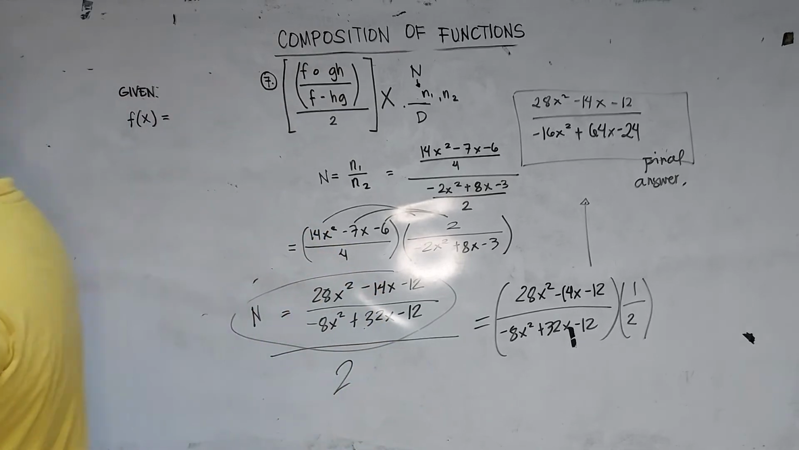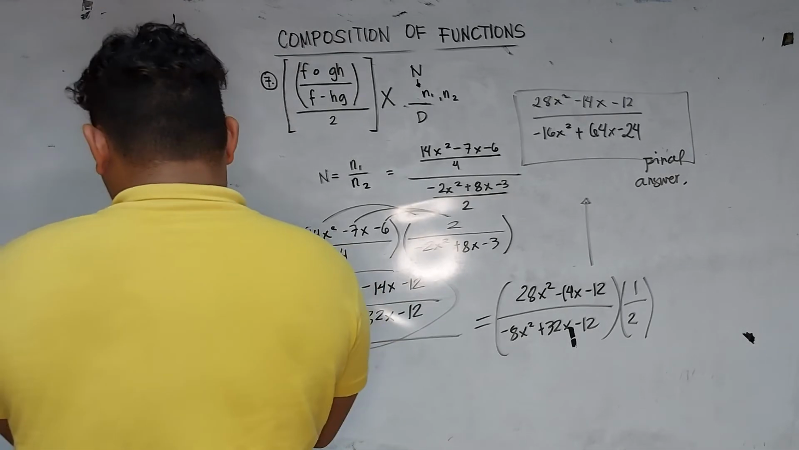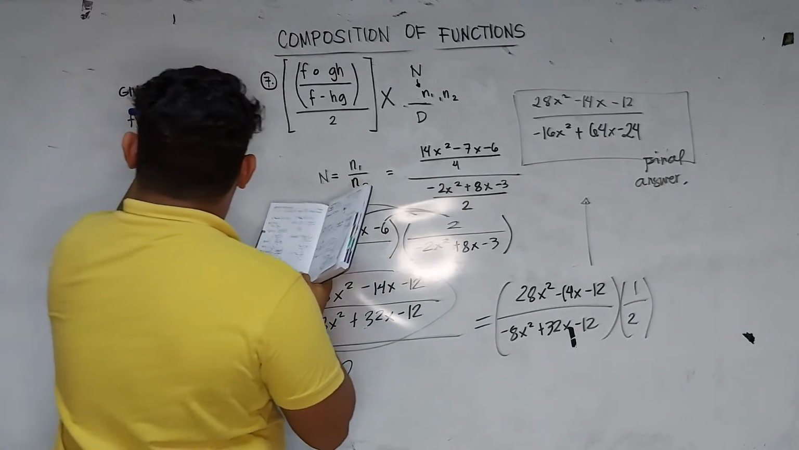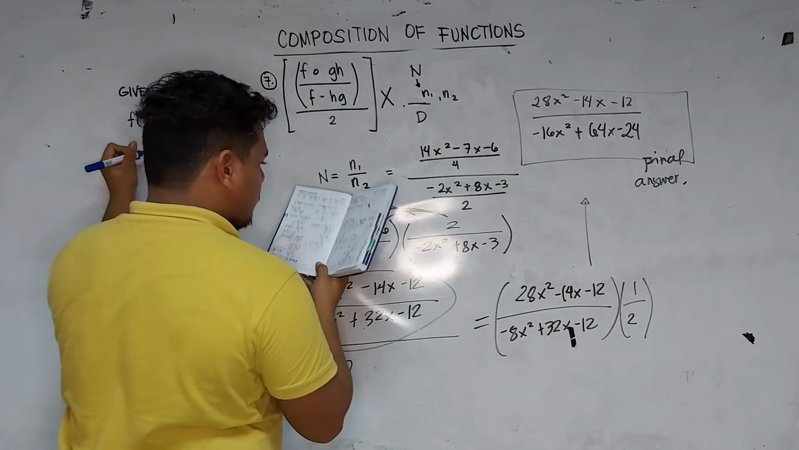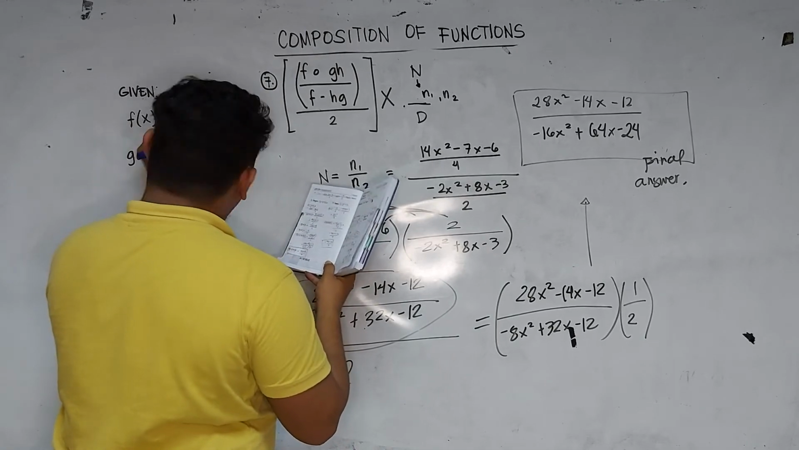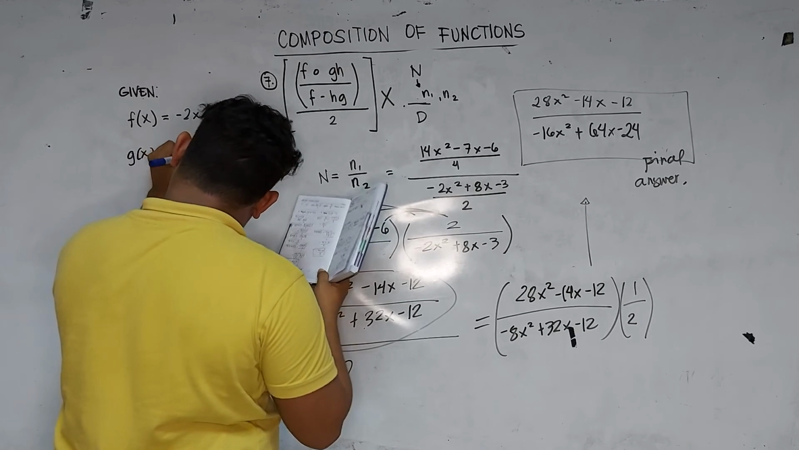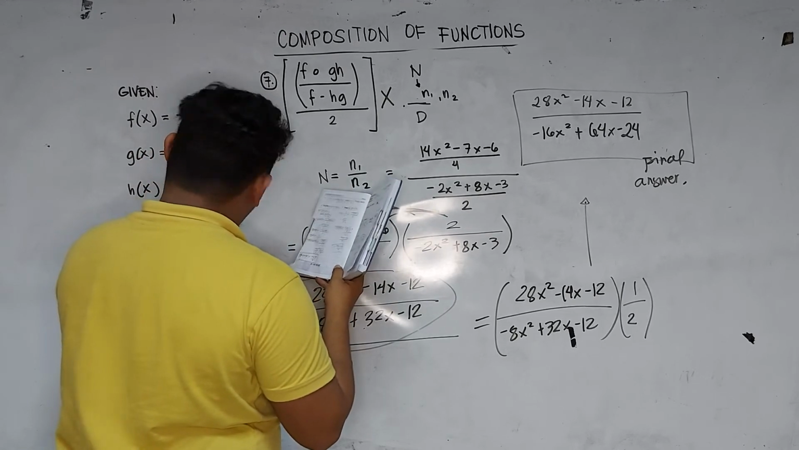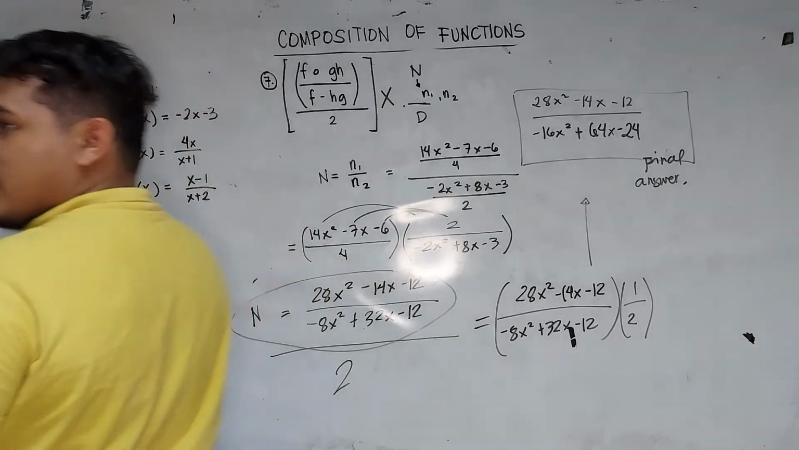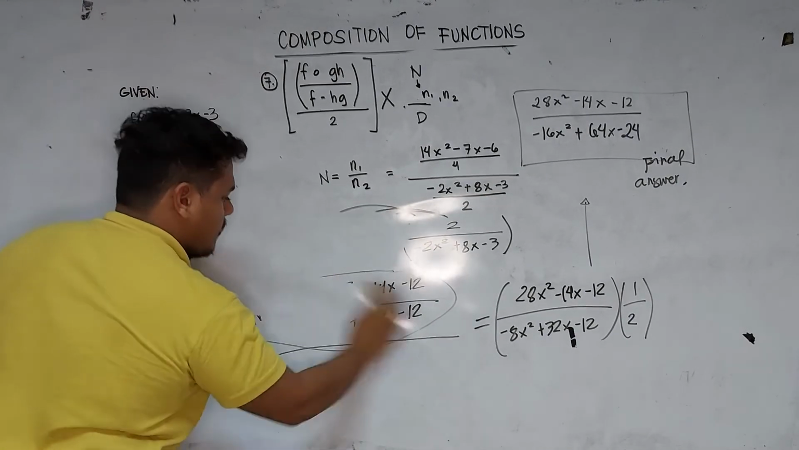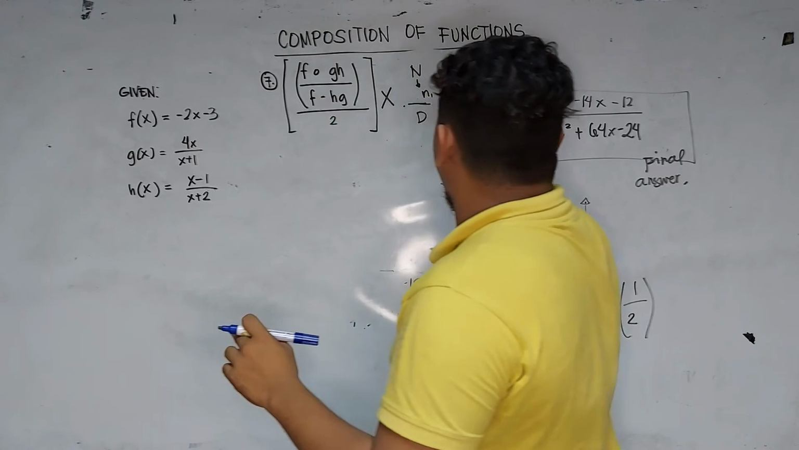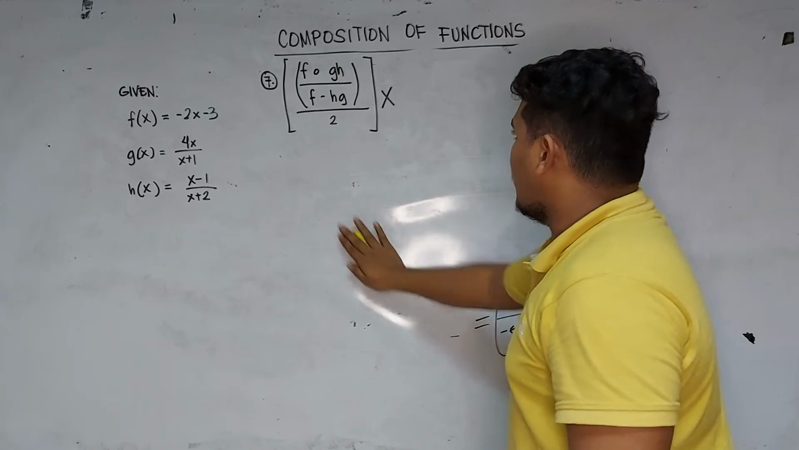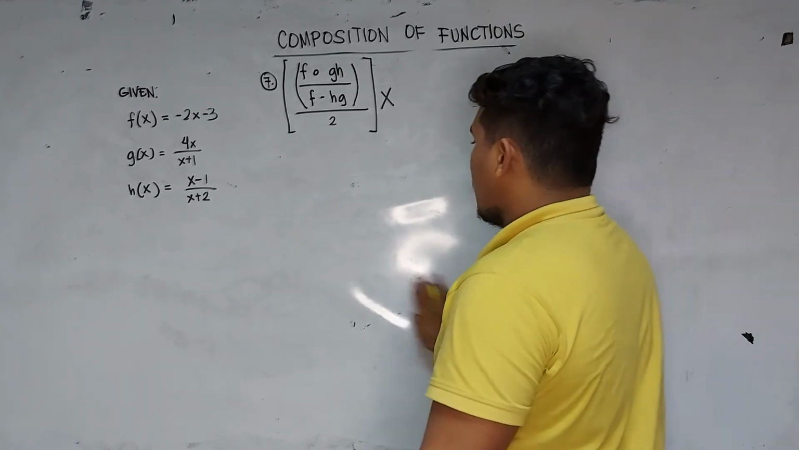F of x equals negative 2x minus 3. G of x equals 4x over x plus 1. And h of x equals x minus 1 over x plus 2. What are we solving for? Solve for f composed of g h over f minus h g over 2 of x.